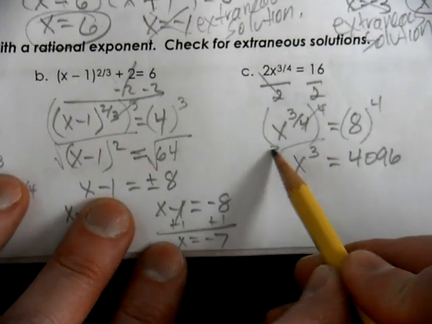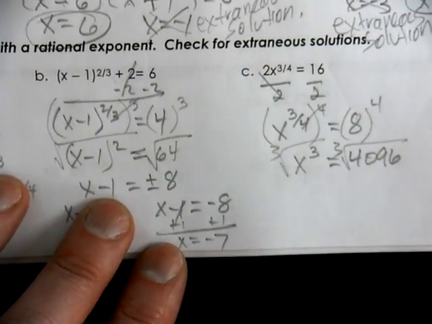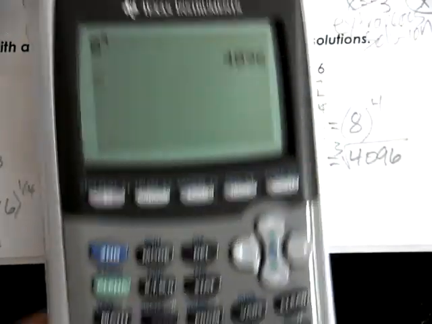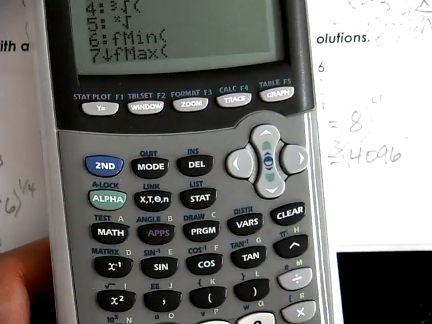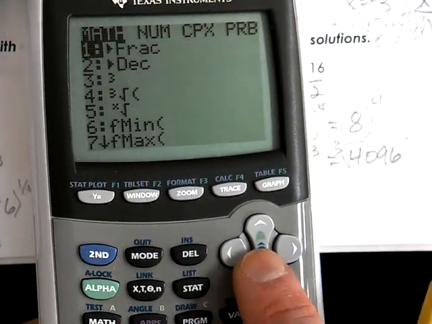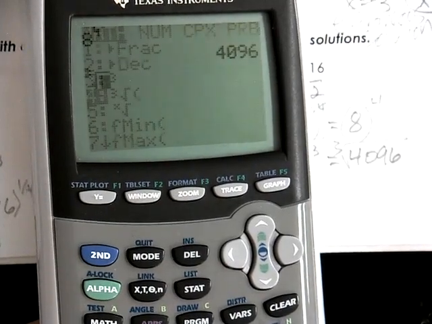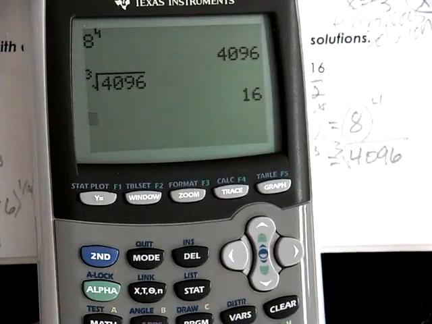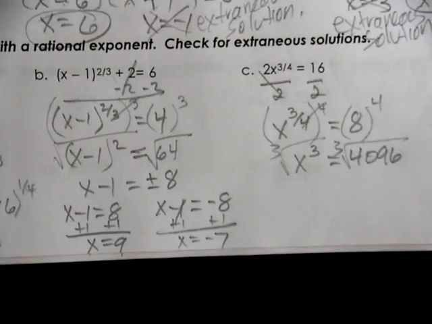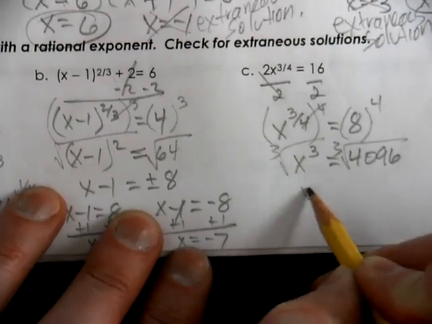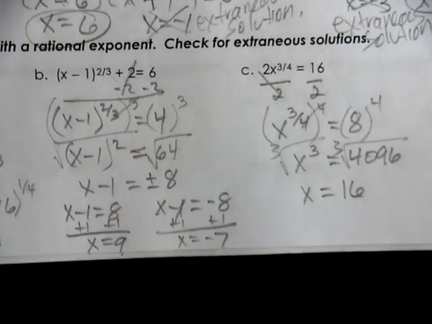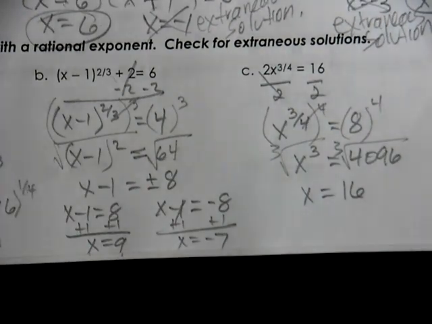Then when we take the cube root of both sides, do we have to worry about plus or minus? Not at all. So hitting the math button, and we scroll down to the cube root of 4,096. What times what times what makes that? Would be 16. That is not a plus or minus answer because we're not taking an even root of both sides of the equal sign.